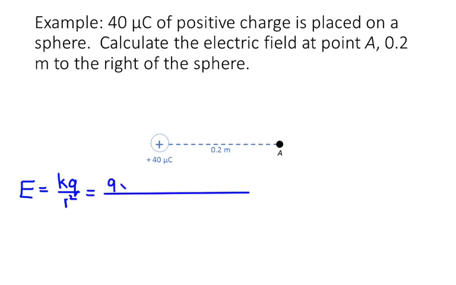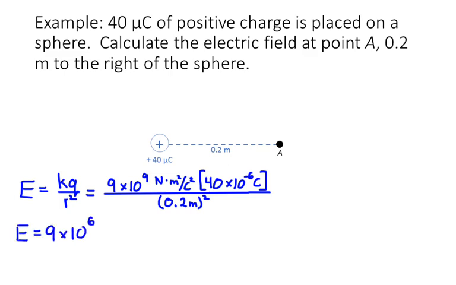K has a value of 9 times 10 to the 9th newtons times meters squared per coulomb squared. If you don't remember what a micro represents, it's times 10 to the negative 6, which is a pretty common value for the size of a charge, microcoulombs. If you forget that, that's on your formula chart, of course. And then point A is 0.2 meters away. Don't forget the squared in that equation. And we would get a magnitude of 9 times 10 to the 6.